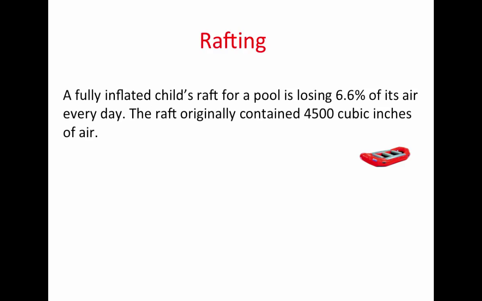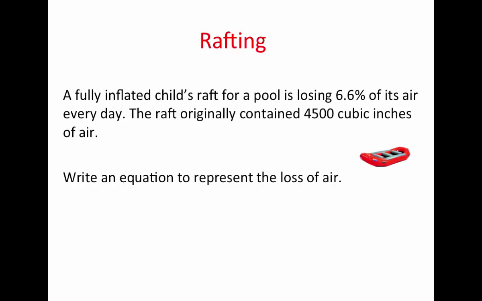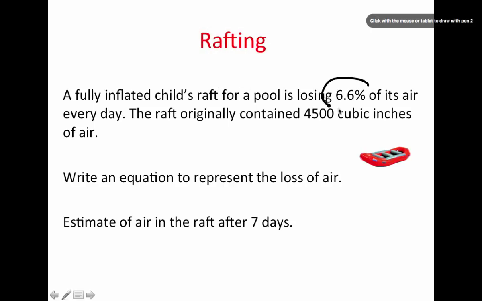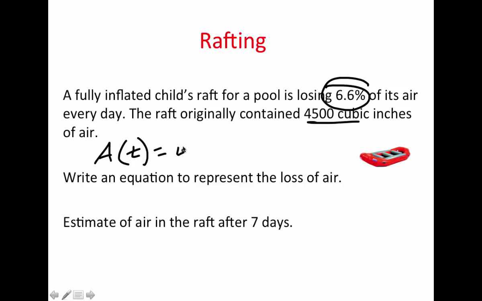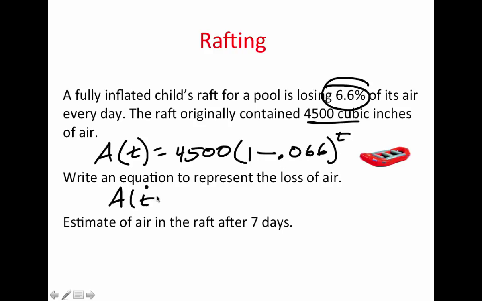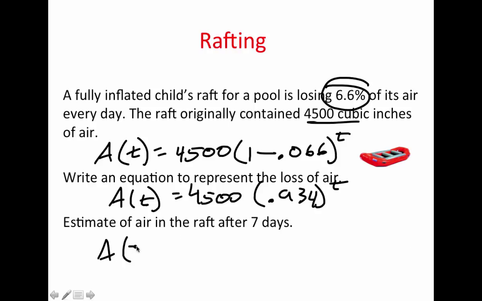We already talked about decay. I prefer to use the other one. Use them together. So if we want to do decay, it says we are losing 6.6%. Original had 4,500. Amount after time T is equal to, started with 4,500 times 1 minus 0.066 to the T. In a single equation, we can do that subtraction. 4,500 times 0.934 to the T. After 7 days, amount after 7 days, 4,500 times 0.934 to the 7th.